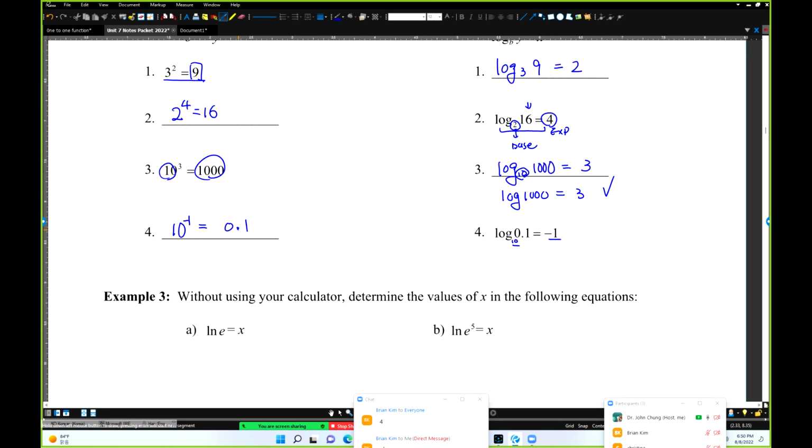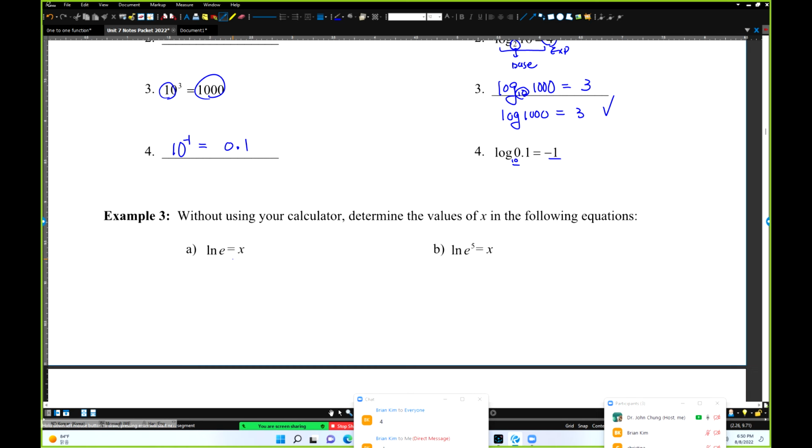Now the next one: without using your calculator, determine the value of x in the following equation. What is the value of ln e? Actually this is the natural log, it has history. It is log base e of e, that's why we write ln. You can use x: e to the x equals e. What is the value of x? x is 1, right? So ln e equals 1.